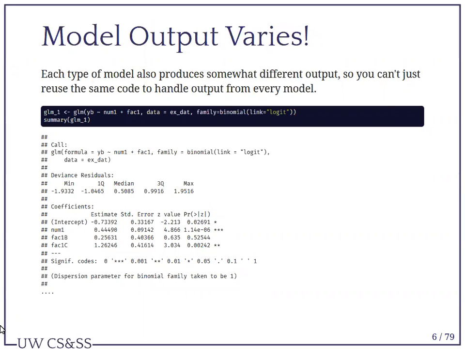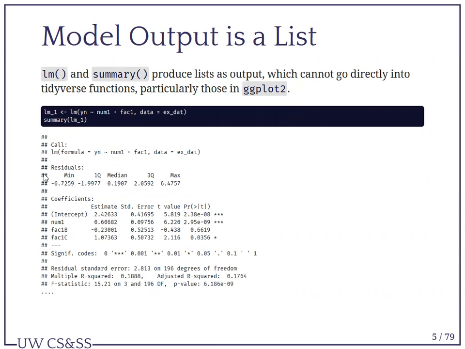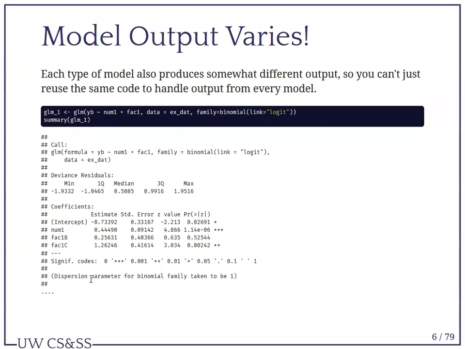But model output varies. Each type of model also produces somewhat different output, so you can't just reuse the same code to handle output for every model. Using the same fabricated data, I'm now using a logistic regression. And we'll see that the things that come out of our list are not quite the same. We have our deviance residuals here, rather than residuals, because they have a different name. We have different summaries of outputs from our model, things like our R squared versus no such thing for our logistic regressions.